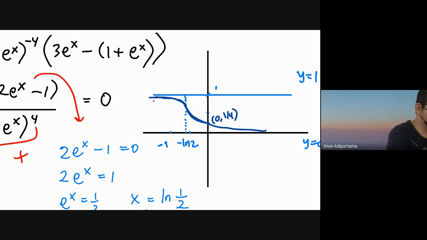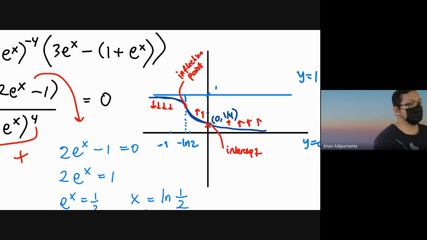So it has the downwards concavity, upwards after the ln half, and it needs to cross this 0. Okay, so this is the intercept, and this will be the inflection point. Again, mention the inflection point, mention the intercept, mention the asymptote, and make sure you draw the concavity correctly. Okay, I think that should be okay.